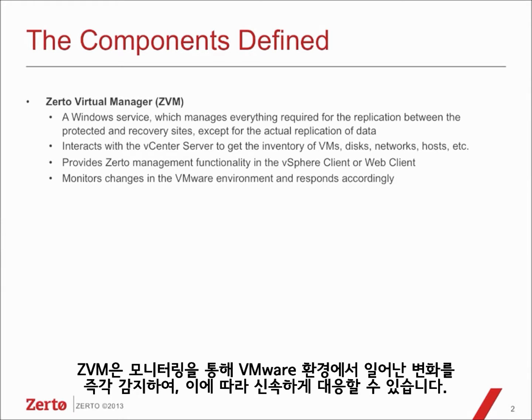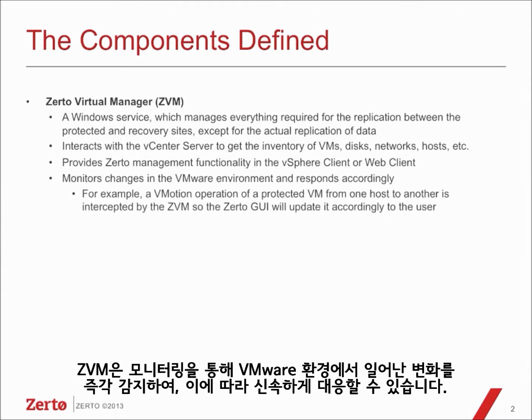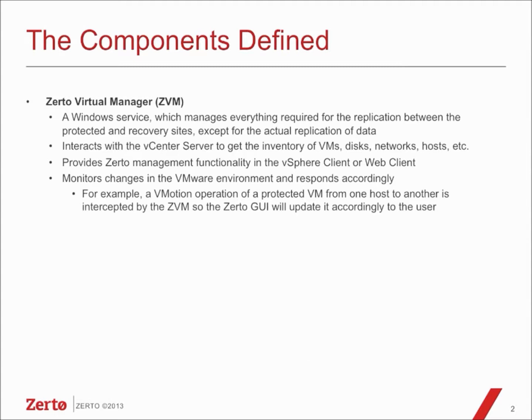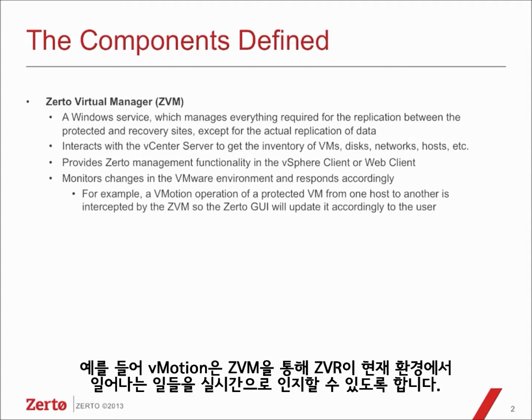It monitors changes in the VMware environment, and it responds accordingly to what Zerto needs to support it. For example, a vMotion from one host to another allows Zerto Virtual Replication to understand that that's happened by using the Zerto Virtual Manager.